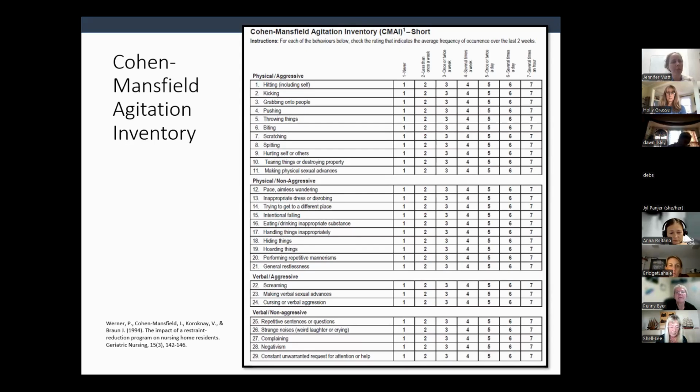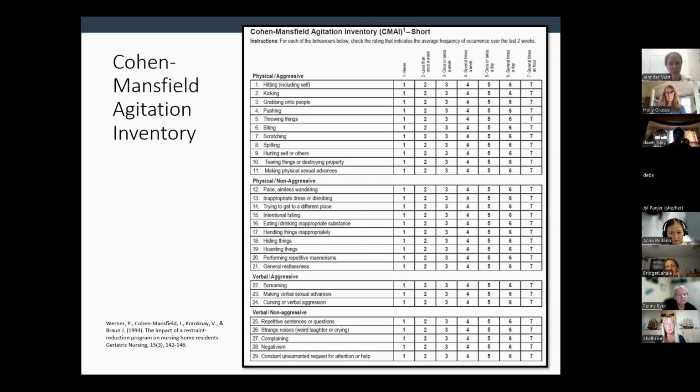For example, the Cohen-Mansfield Agitation Inventory is quite long, as you can see there. And so it's used in the research setting a lot. Many of the randomized trials that have informed the different interventions that we use have the Cohen-Mansfield Agitation Inventory as the measurement tool that they've used to show that an intervention works or not. Clinically, what I like to use it for is all the different specific terms that they have there.